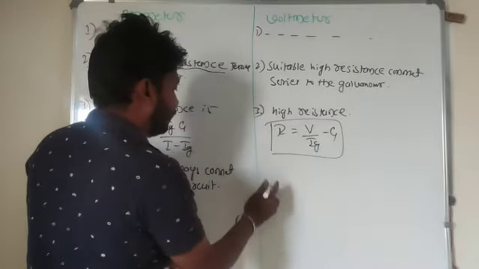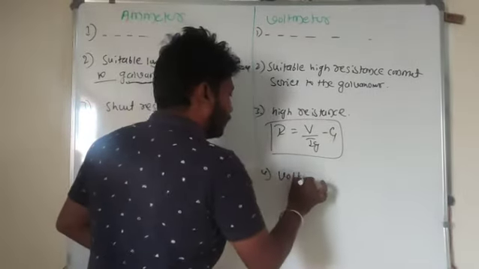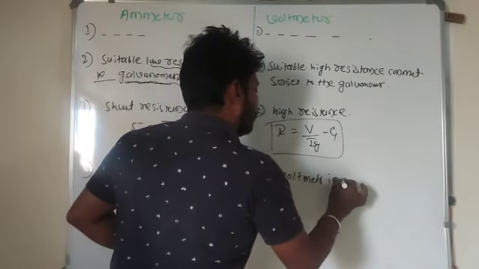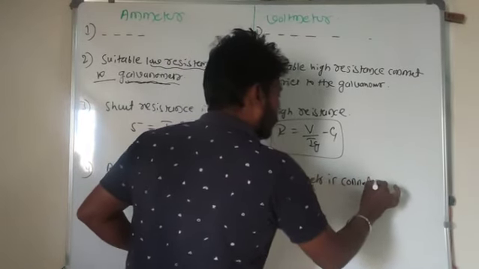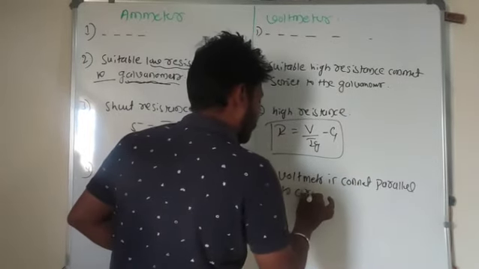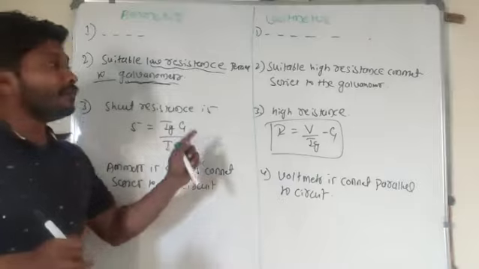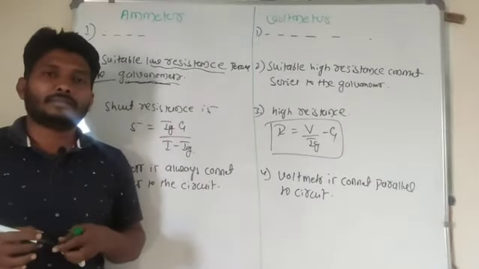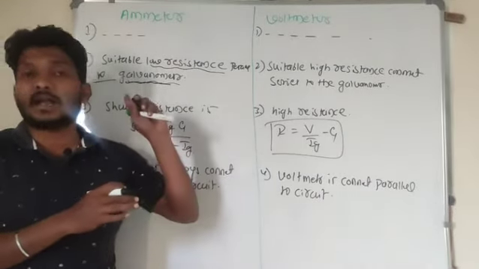So remember that fourth point here. Voltmeter is connected in parallel to this circuit. So this is about the difference between ammeter and voltmeter. This completes moving charges and magnetism.